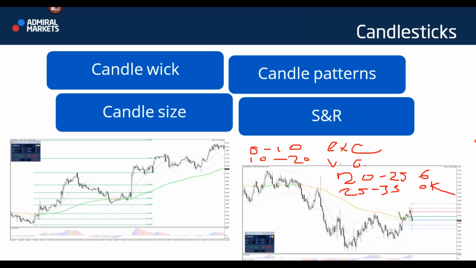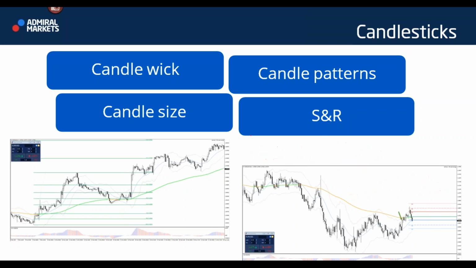If there's a good candle size and the close is within 0 to 20%, that's typically pretty valuable information that that direction is solid and will not show weakness and will continue, most likely.